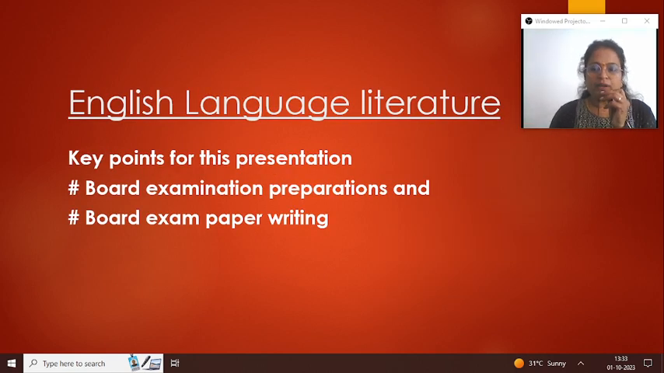Now, what exactly we are going to do today? The subject that we study is English language literature. Actually, there are two subjects CBSE has offered, English communicative and English language literature. For us, we follow English language literature. The code for English language literature is 184.